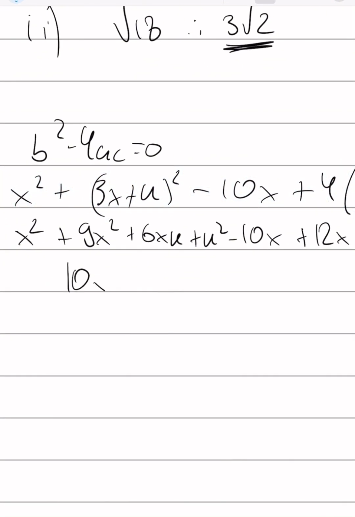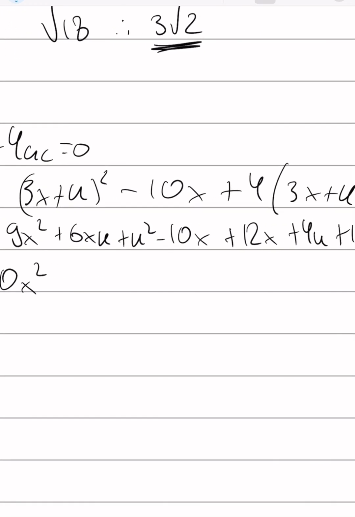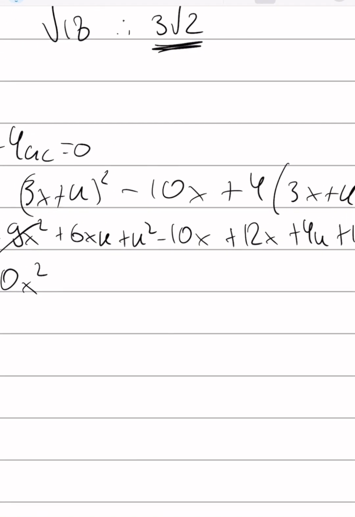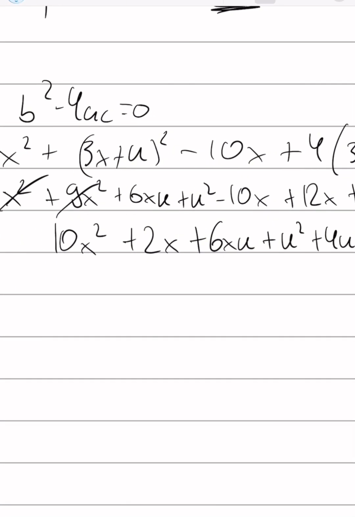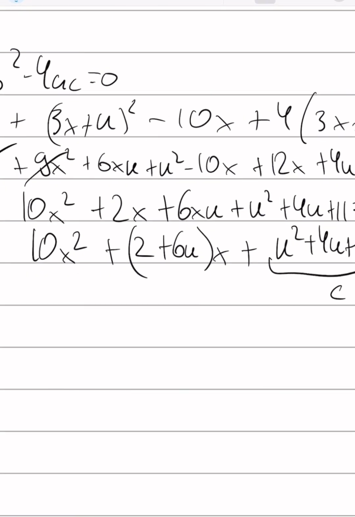This simplifies to 10x squared plus 2x plus 6xk plus k squared plus 4k plus 11 equals 0. By putting this into the quadratic formula style question, we get x plus k squared. Therefore, this would be C, this would be B, and this would be A.